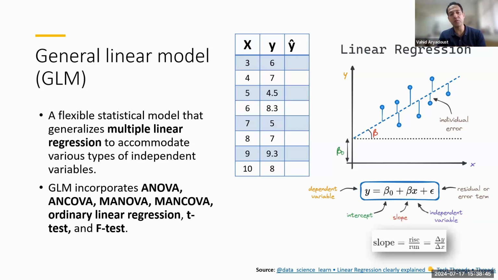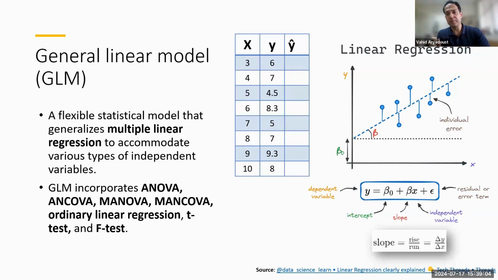But today we just want to focus on linear regression. So let me provide you with a formal definition of the general linear model. It's a flexible statistical model that generalizes multiple linear regression to accommodate various types of variables.